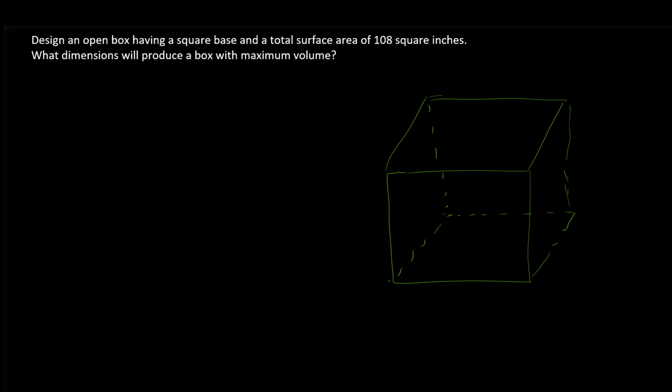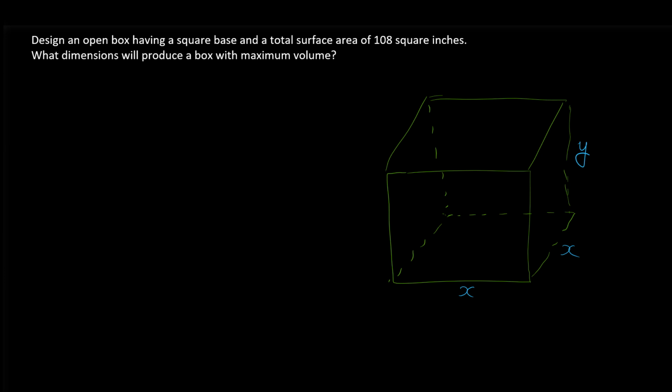And the base of the box is a square. So we can suppose that these two are equal to x, and the height of the box is a different value. Let's name it y. The constraint that we have here is that the total surface area is 108 square inches.